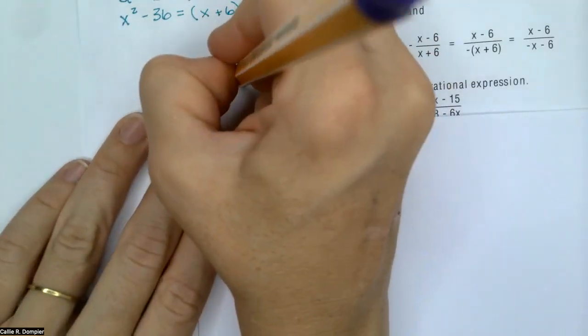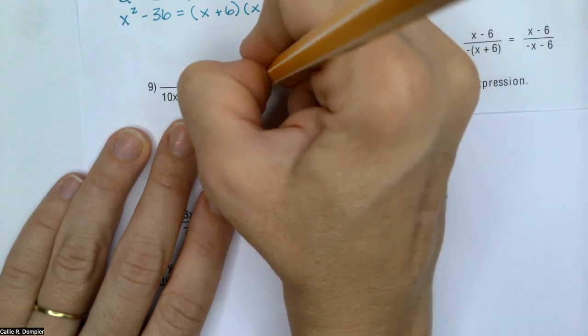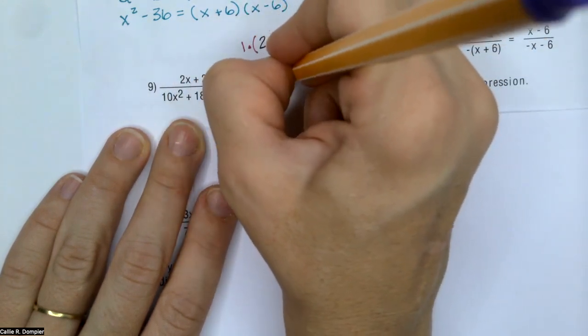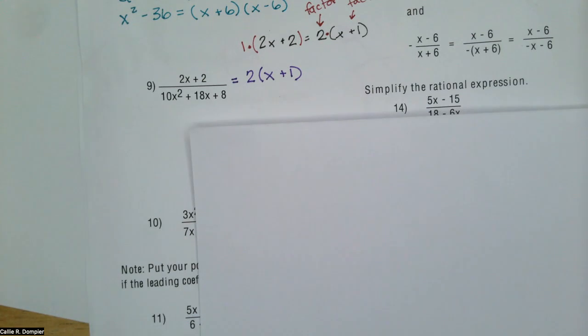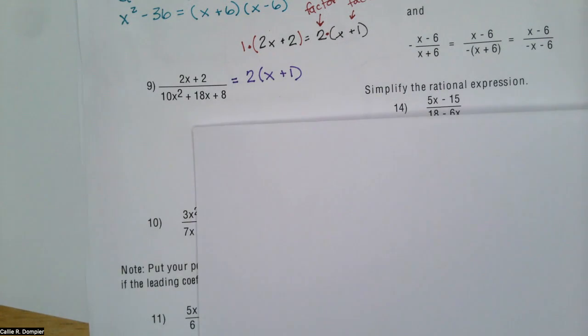2x plus 2, well, the only thing I can divide out of 2x and 2 is 2. So I'm going to simplify that to 2 times the quantity x plus 1, right? 2x divided by 2 is x, and then 2 divided by 2 is 1. So 2x plus 2 is equal to 2 times the quantity x plus 1.